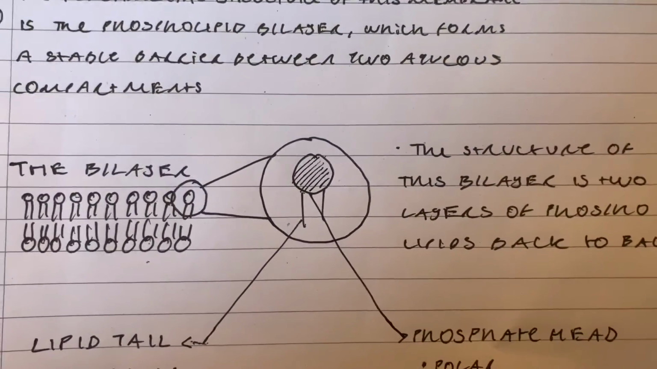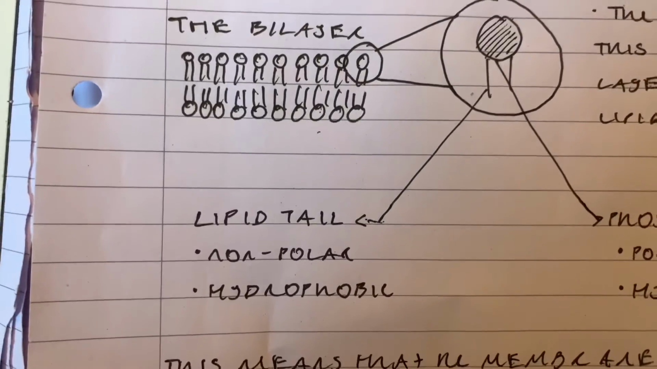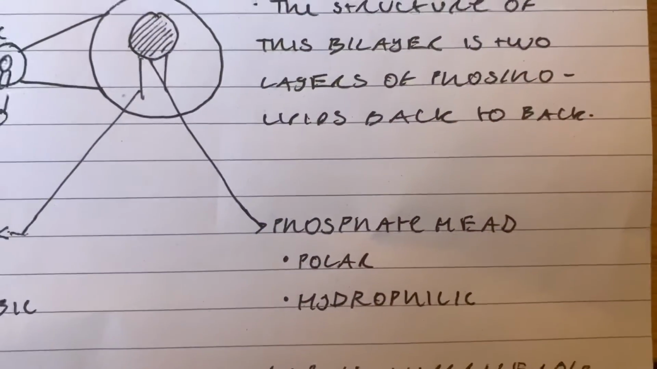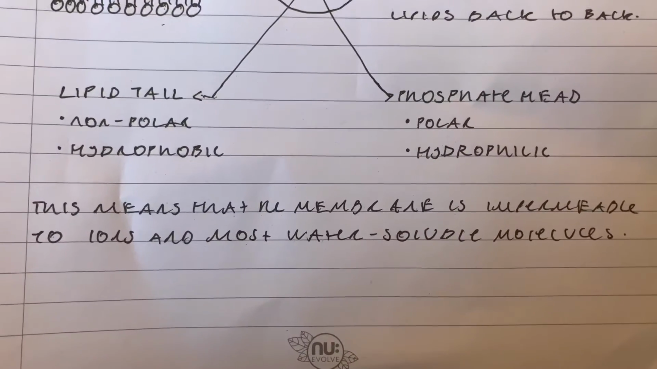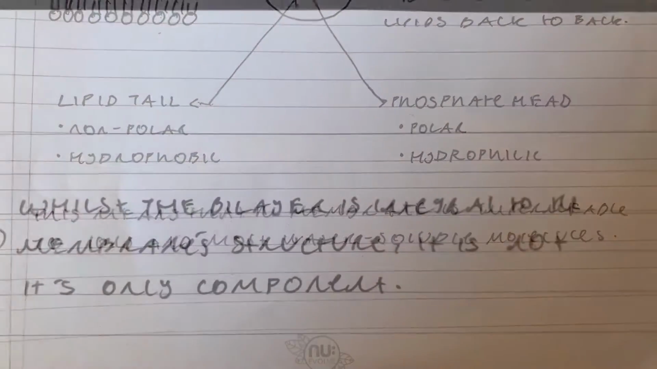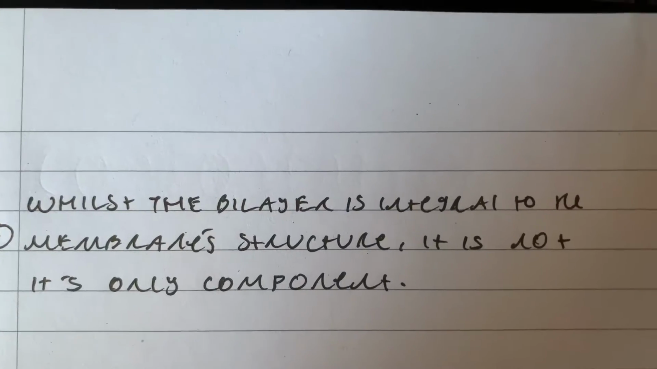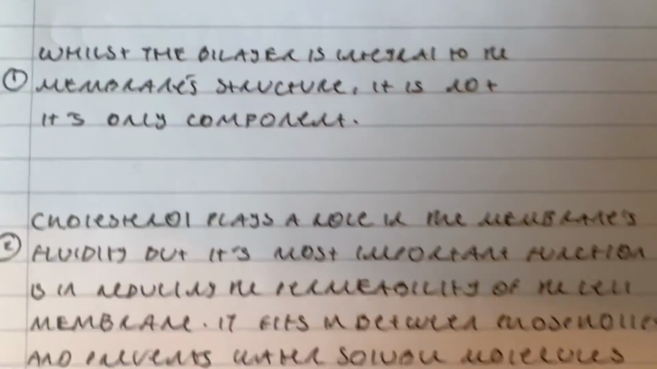A phospholipid is comprised of its lipid tail, which is nonpolar and hydrophobic, and its phosphate head, which is polar and hydrophilic. This means that the membrane is impermeable to ions and most water-soluble molecules. Whilst the bilayer is integral to the membrane structure, it is not its only component.